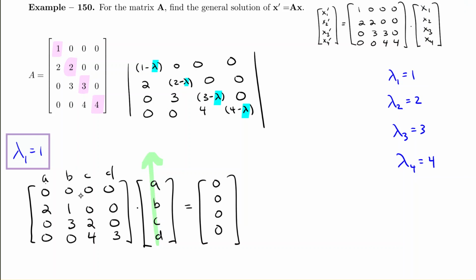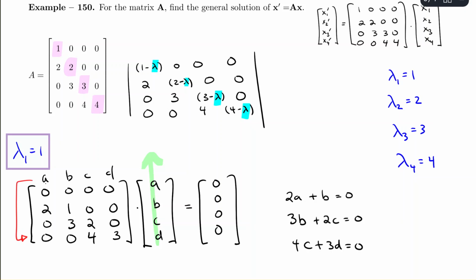0 times A plus 0 times B plus 0 times C plus 0 times D equals 0 doesn't give us any information. But if we expand this down to our second row, we'll get the equation 2A plus B equals 0. Now we'll take this to our third row. A times 0 is 0, but then we have 3B plus 2C equals 0. Multiply this through by our fourth row, and we get 4C plus 3D equals 0.